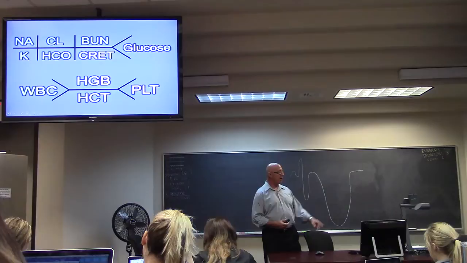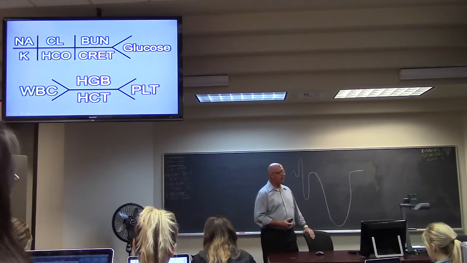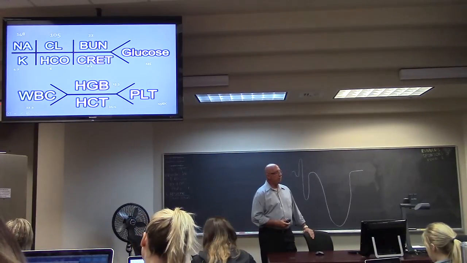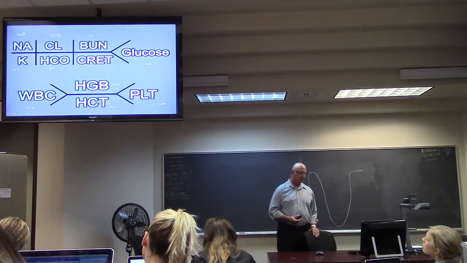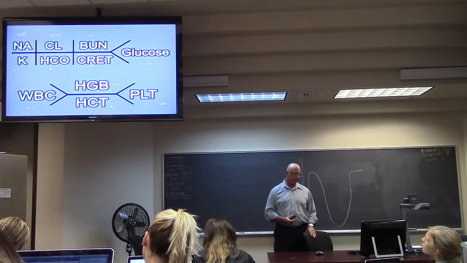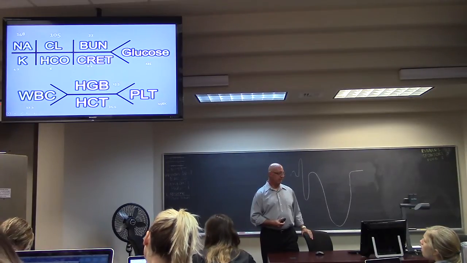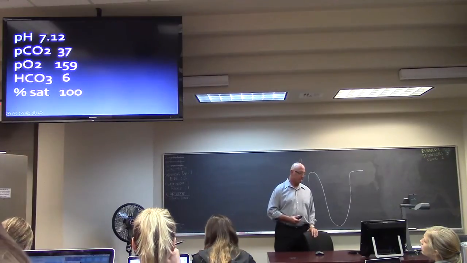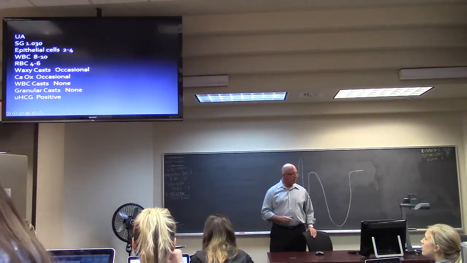Are you familiar with this way of drawing things out for labs? Everybody seen this? Okay, so here are our labs. Sodium is 148, potassium is 4.2, chloride is 105, CO2 is 6, BUN is 22, creatinine is 0.2, glucose 135, white count is 12.2, hemoglobin is 13.3, hematocrit is 34.4, platelets 156,000. Can you see all that? And there's her ABG. You guys asked for an ABG.